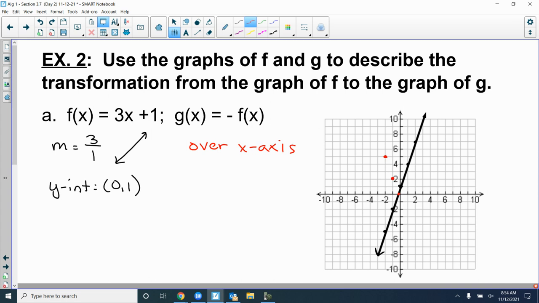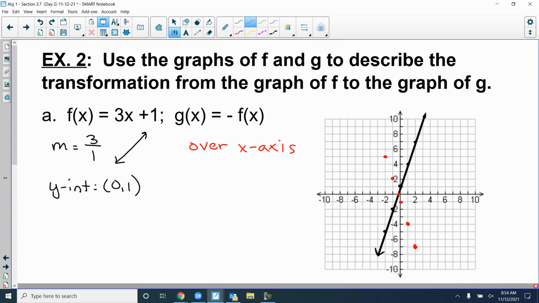The next point is at 0, 1. Reflected over the x-axis, so where's it going to go? If it's at +1, it's going to go to -1. And then at 1, 4, it's going to reflect to 1, -4. And at 2, that's a 7, reflect that all the way down to -7.